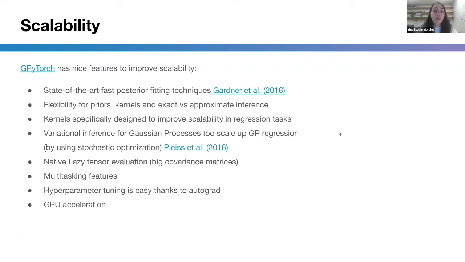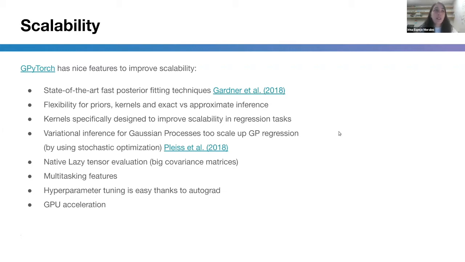So there has been a huge effort in the community to improve the scalability. And one of these examples is GPyTorch. GPyTorch is a package that includes state-of-the-art fast posterior techniques to help improve the scalability of Gaussian processes. It has flexibility for priors, kernels, exact versus approximate inference. There are kernels specifically designed to scale up a Gaussian process regression. They have native lazy tensor evaluation for big covariance matrices.